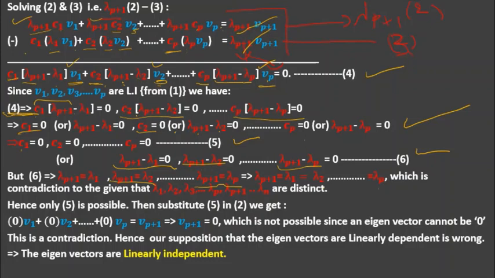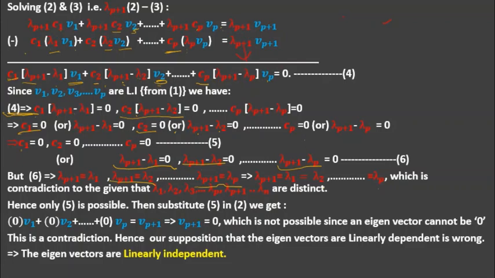Then what are you getting? All the eigenvalues lambda 1 is equal to lambda 2 is equal to lambda and so on is equal to lambda p and lambda p plus 1. They are all equal. Is it possible? What did we suppose in the theorem? All the eigenvalues are distinct. They are distinct. That means there are no repetitions in the eigenvalues. If there are no repetitions in the eigenvalues, how can we get lambda p plus 1 is equal to all the other so many eigenvalues? So this is a contradiction.